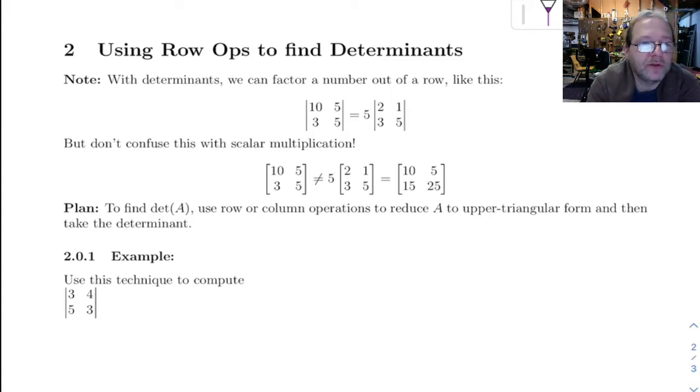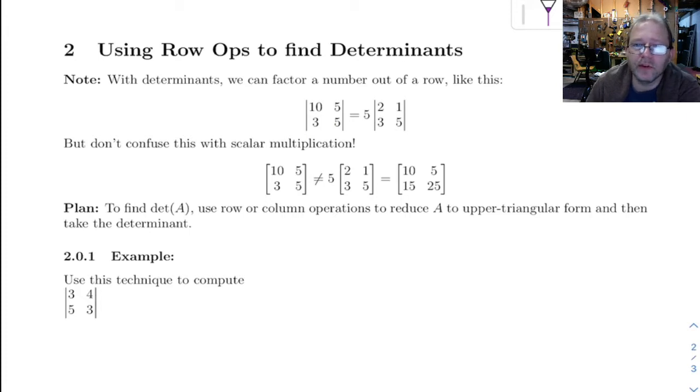All right, let's look at how to use row operations to find determinants. First up, I want to show you this. With determinants, you can factor a number out of a row and pull it out in front. So like here, we've got 10 and 5. You can factor that 5 out and leave a 2 and 1 there. And so this determinant is equal to that determinant.